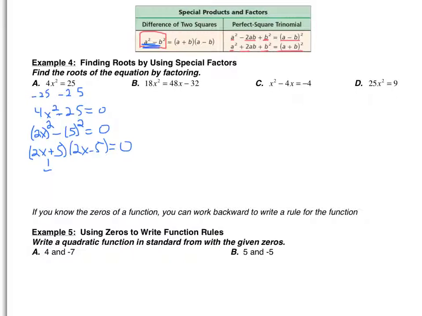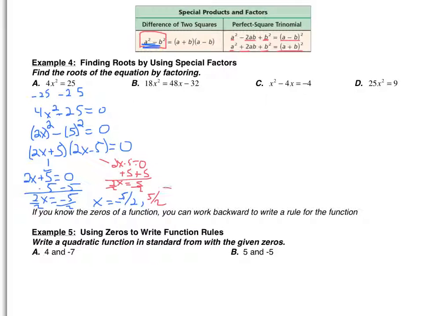And then going by our rules before, we take 2x plus 5 equals 0, solve, minus 5, 2x equals negative 5, divided by 2, and x equals negative 5 halves. And then we go ahead and set the second one, 2x minus 5, equal to 0, add 5, and we have 2x equal 5, divided by 2, so x equals a positive 5 halves. So those are our two answers.